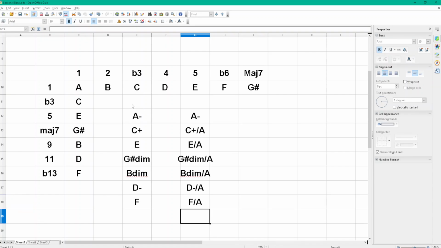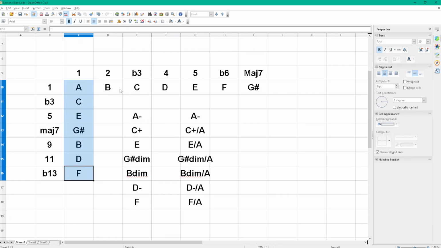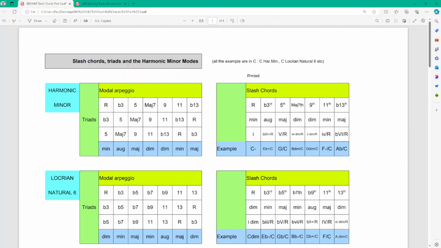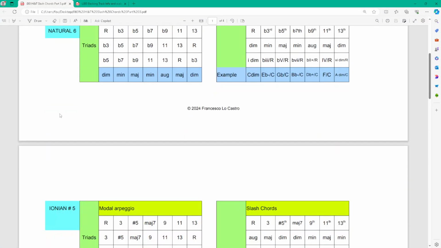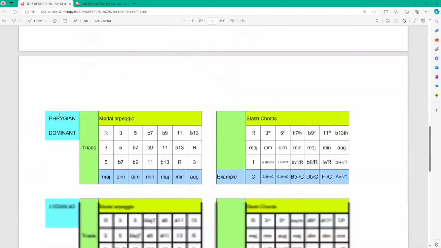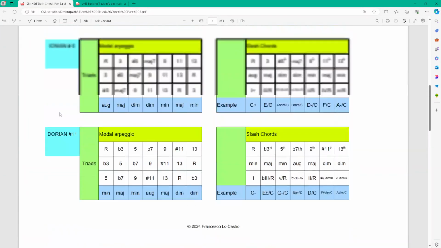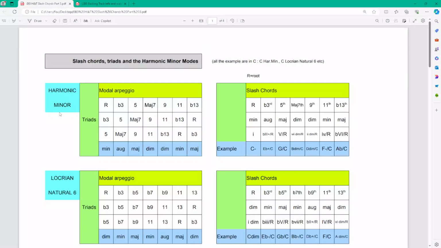Obviously, as we will see from the PDF attached to this lesson, this process of harmonizing the vertical structure in triads is applied to each individual mode, and hence we have the series of modes applied to the harmonic minor scale. So if we look at the PDF attached to the lesson, we have already all 7 modes of harmonic minor, and how slash chords are developed in the context.